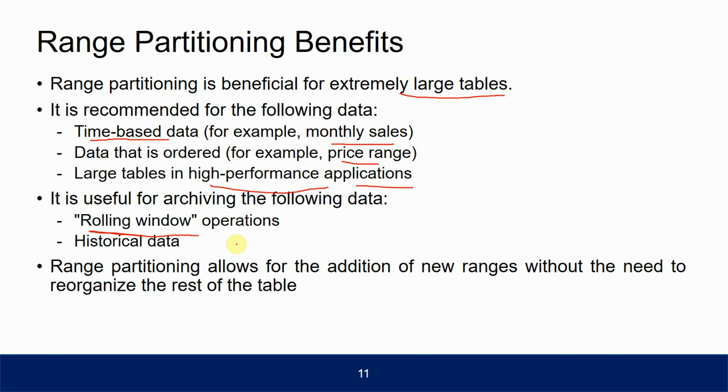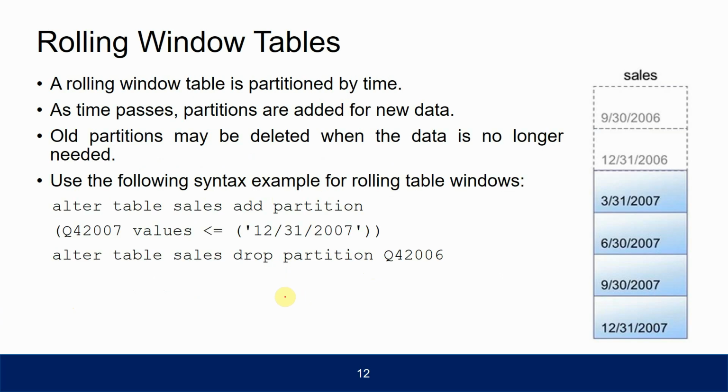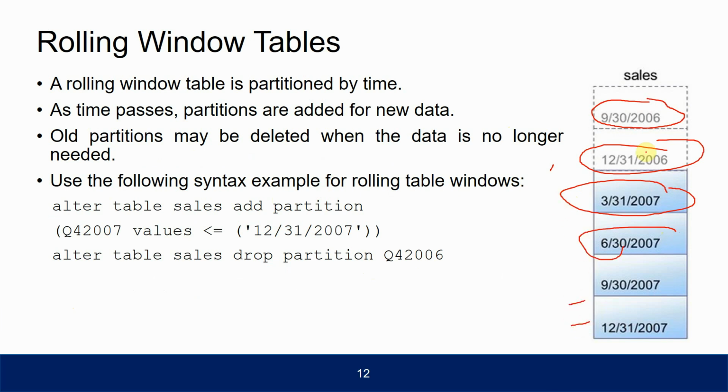And the best part is that only the partition which is part of the criteria will be referred to. So range partitioning allows for the addition of new ranges without the need to reorganize the rest of the table. Like this: 2006, 31 12 2006, 31 3 2007, 30. So this is a rolling window. If I'm continuously adding new data, I can safely delete the old data and my window continues. And this is like the financial window I was talking about.